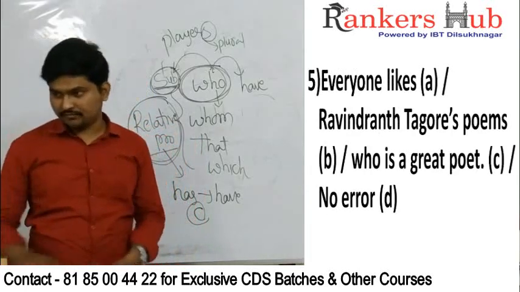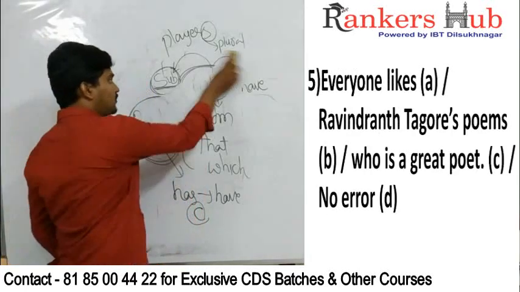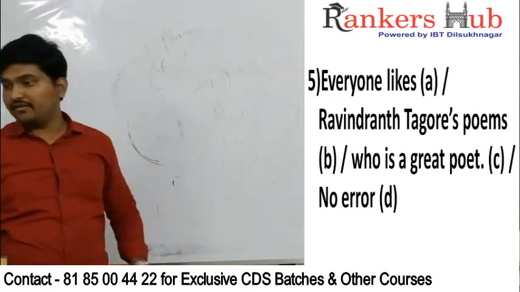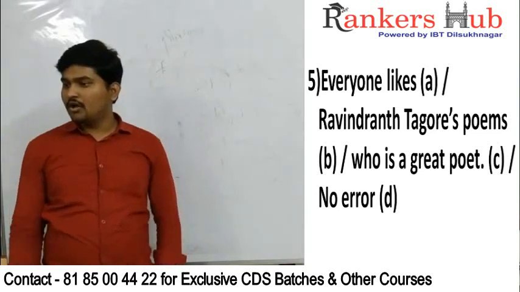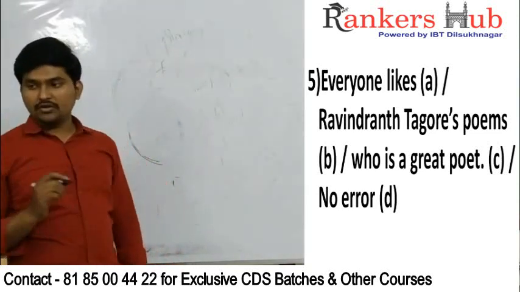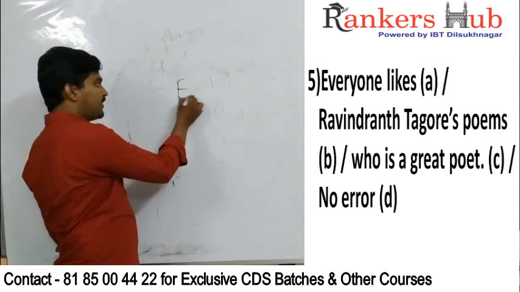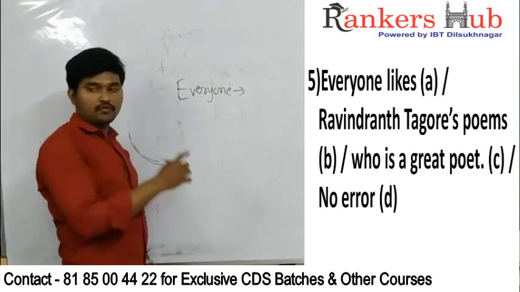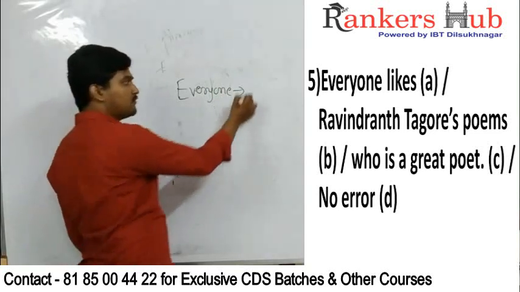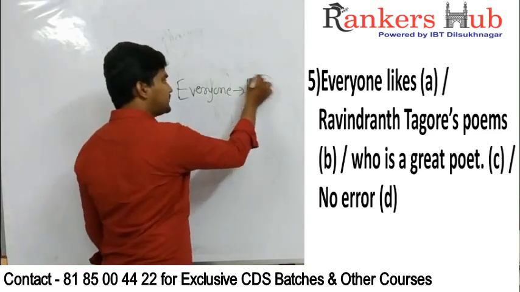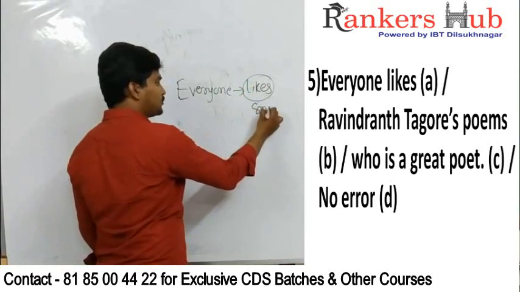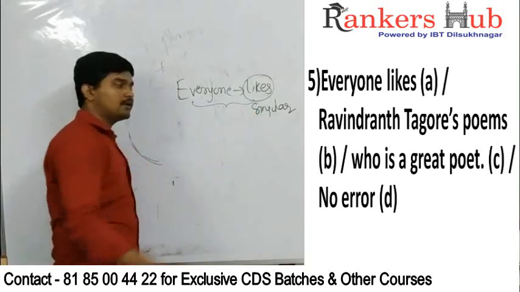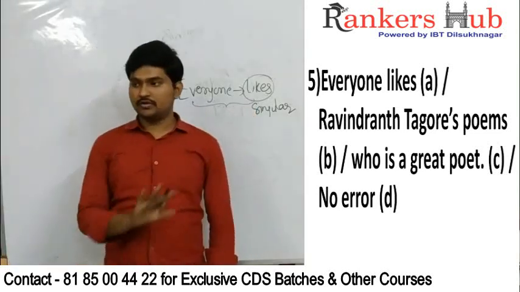Question number 5 says, read the question, and if you want to solve, we can solve it by pausing it. Now the question number 5 simply says, everyone likes Rabindranath Tagore's poems, who is a great poet. Like I told you just now, everyone is an indefinite pronoun. It must be singular when it is used as a subject. It is going with a word called likes. Likes is actually a singular verb. So in this statement, you don't have any error based upon subject and verb agreement. Everything is used parallelly. So there is no problem with that.